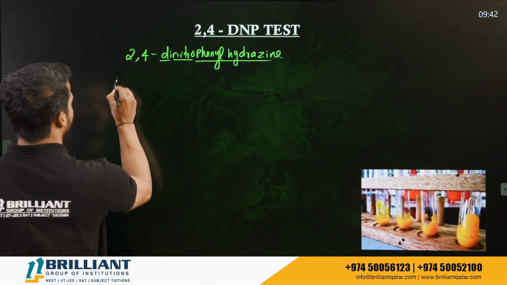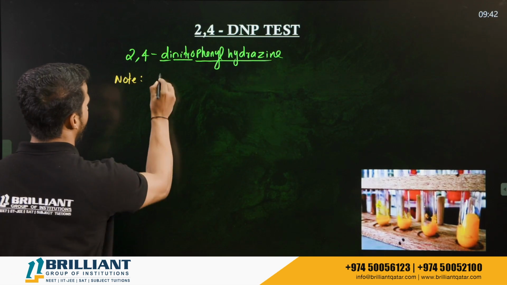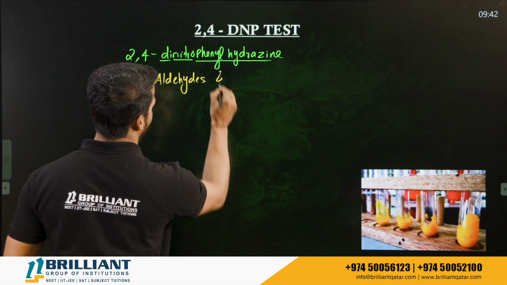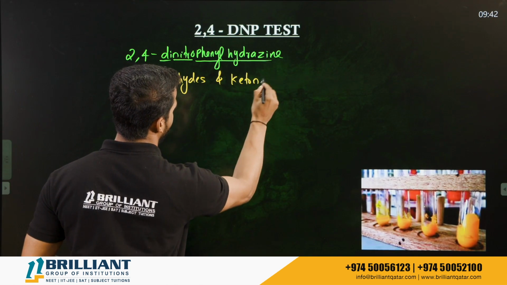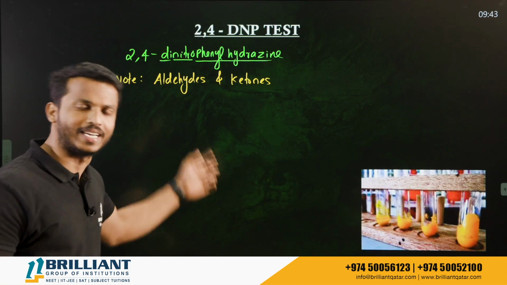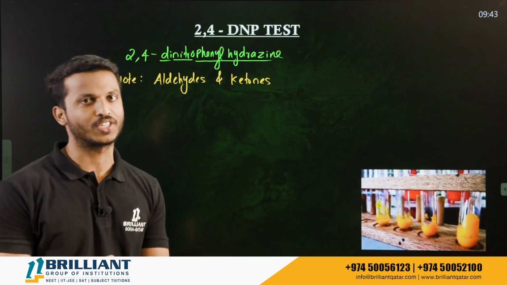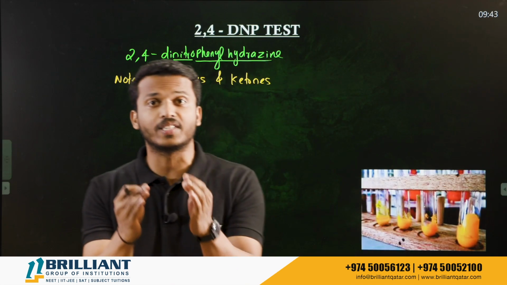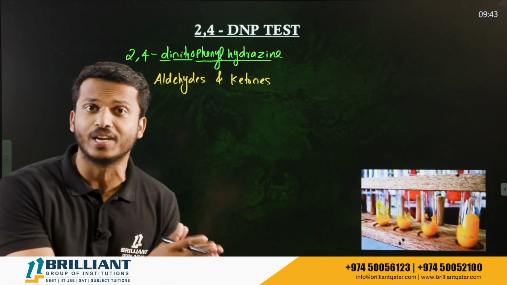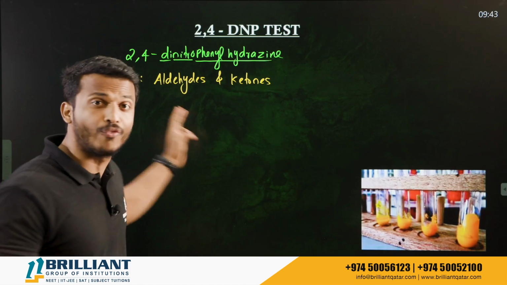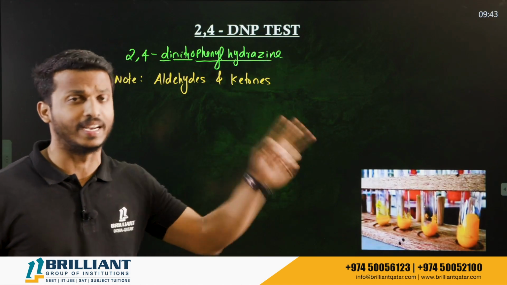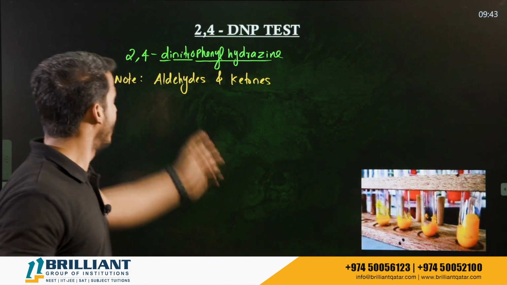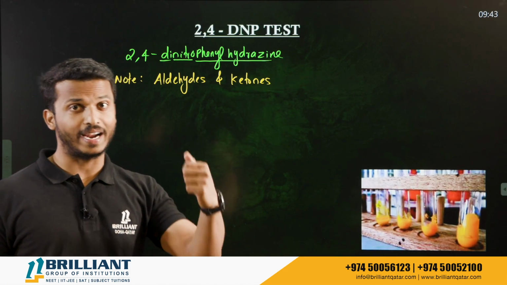All of you note that. This test is given by all aldehydes and ketones. It means other functional groups cannot give it. Understood? So when you study a distinguishing test, study what is the reagent used in the test. What is the reagent used in the 2,4-DNP test? That is 2,4-dinitrophenylhydrazine. Next, which compounds can give this test? It is given by all aldehydes and ketones.